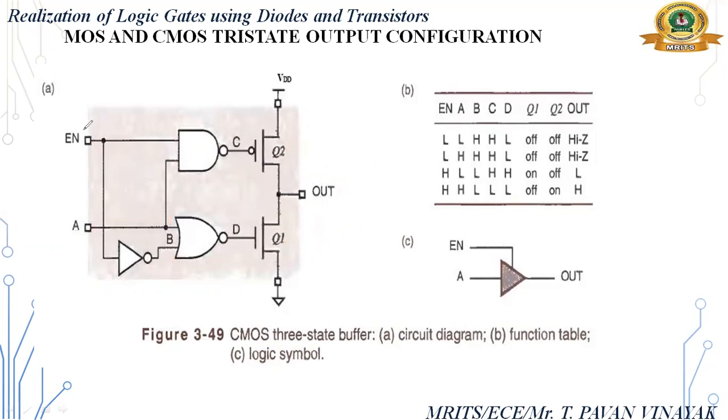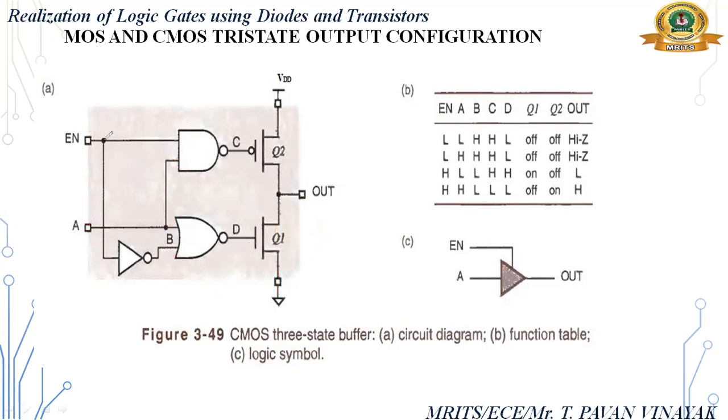Now let us see when enable is 1. A is equal to 0. This is 1. This is 0. Right? And this is 0, this is 0. 0, 0 means 1. 1, 0 means 1. So this is off, this is on. So output is 0.